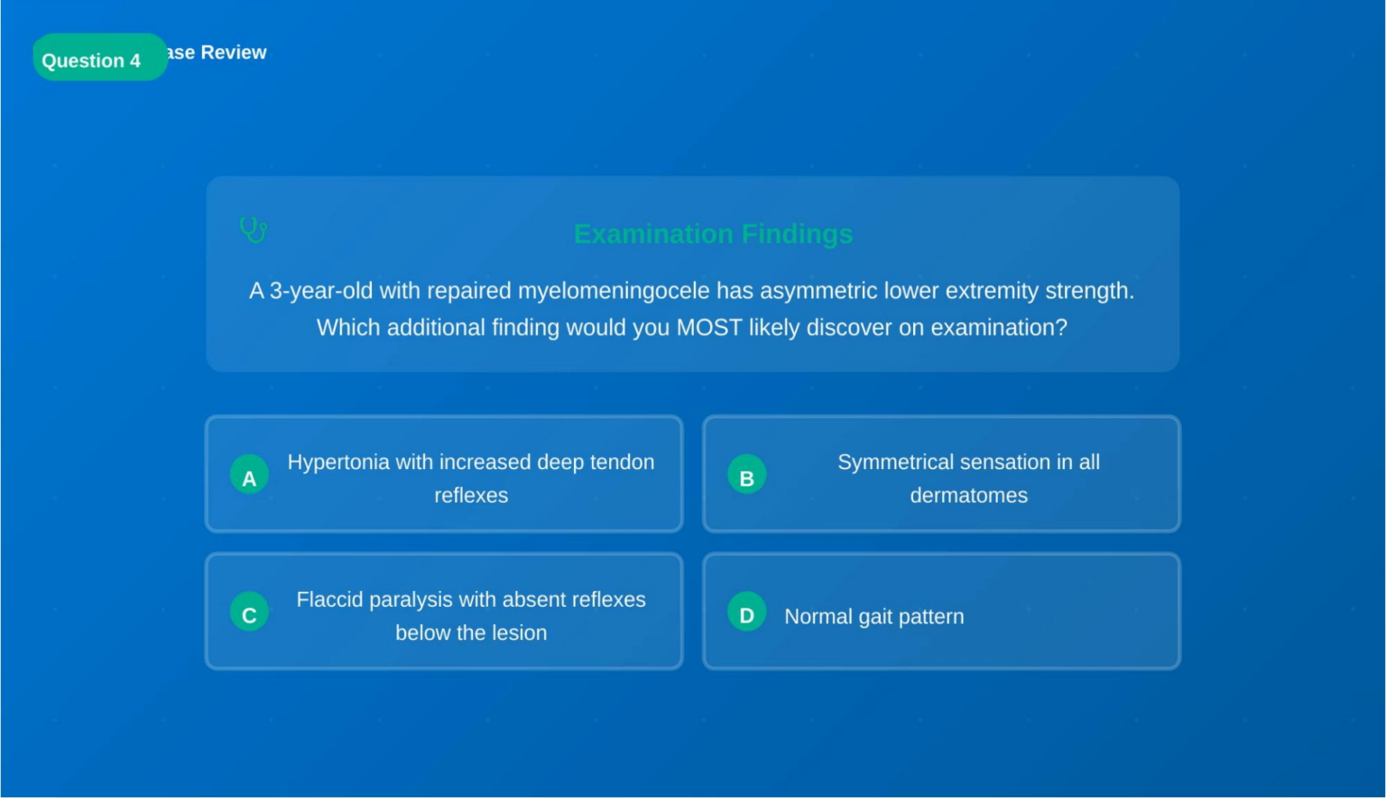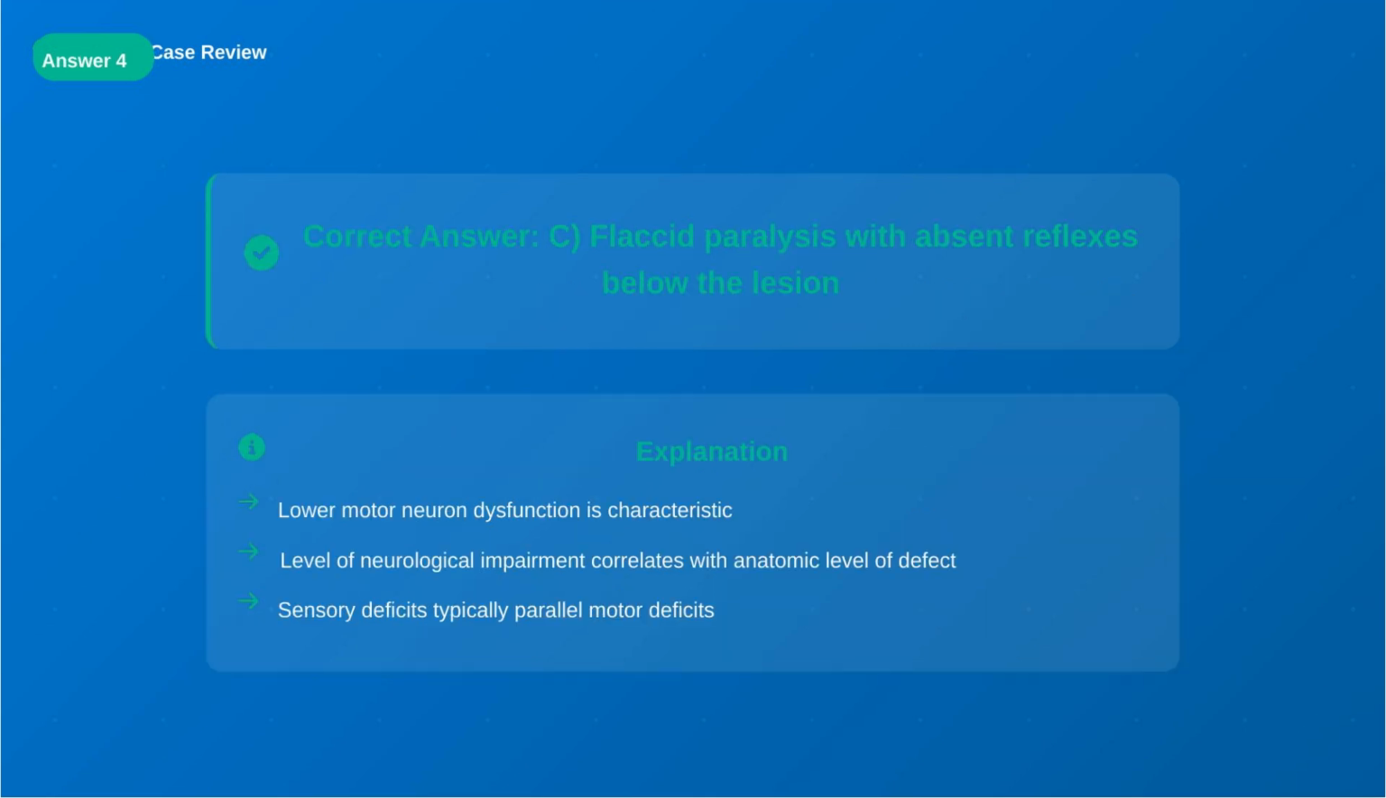A 3-year-old with repaired myelomeningocele has asymmetric lower extremity strength. Which additional finding would you most likely discover on examination? A. Hypertonia with increased deep tendon reflexes. B. Symmetrical sensation in all dermatomes. C. Flaccid paralysis with absent reflexes below the lesion. Or D. Normal gait pattern? The correct answer is C. Flaccid paralysis with absent reflexes below the lesion.